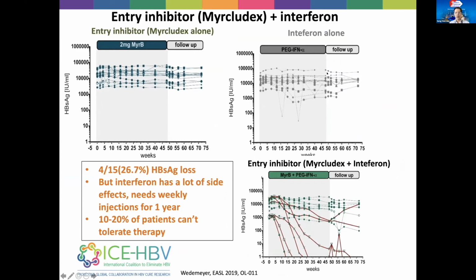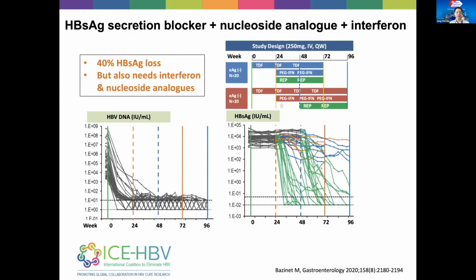And this is interferon. Even though interferon leads to 5% S antigen loss in this study, there wasn't much effect on the S antigen levels. But when you use them in combination, surprisingly, something amazing happened. About 26.7% of patients lost their S antigen. The main problem is you need to use interferon, which has a lot of side effects, and you need to use it for a year. 10 to 20% of patients can't tolerate it. But nonetheless, some promise here that this combination could be effective.